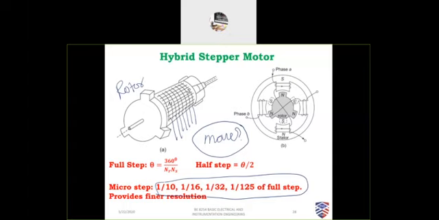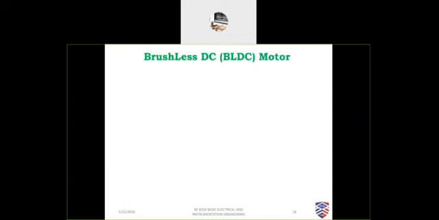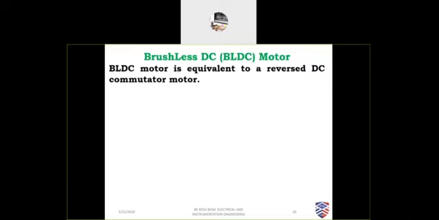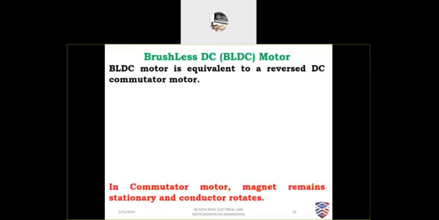So it provides a finer resolution. So now we go to the brushless DC motor. In the DC motor, you have brush and commutator. This is the reverse of it. We do not have any commutator and brush, but we have electronically activated commutator.